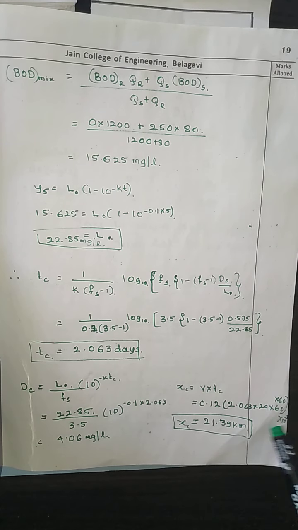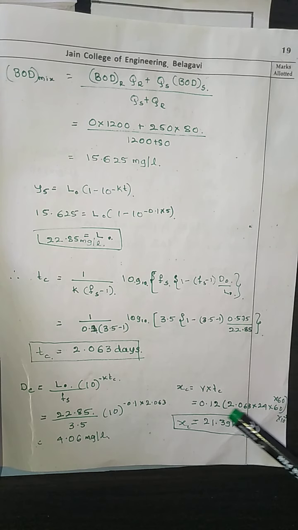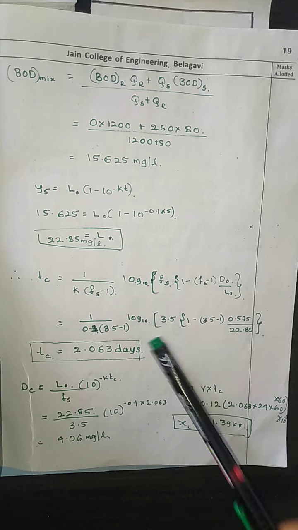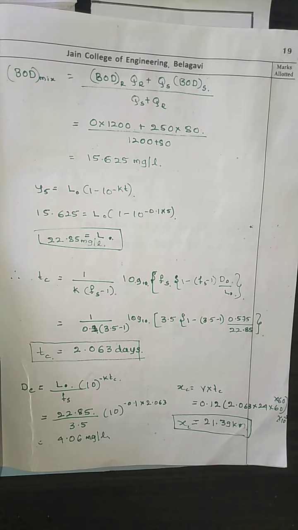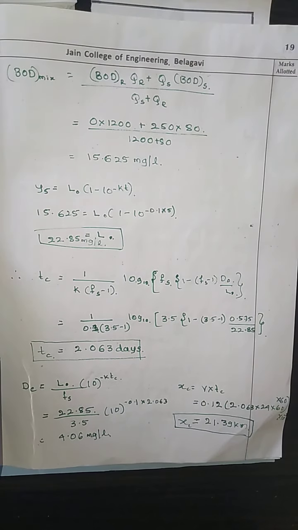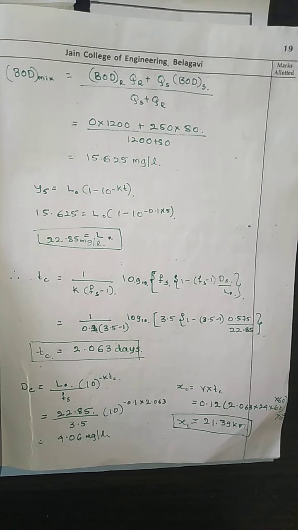Then TC, 2.063, we need to convert it into number of seconds, because we want to cancel meter per second. We have converted into kilometer, and since it is in number of days, we need to convert it into seconds. So we are going to get 21.39 kilometers. So at 21.39 kilometers, we are going to have the critical oxygen deficit. Now let us see another problem.